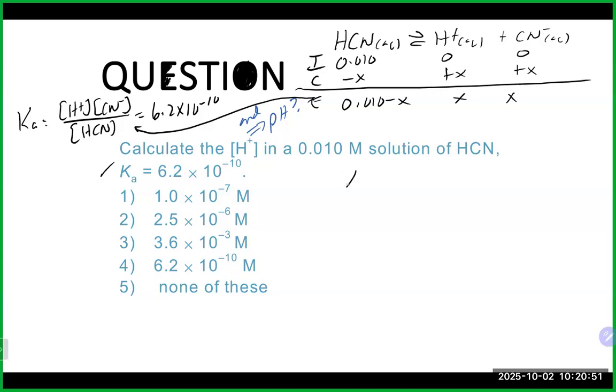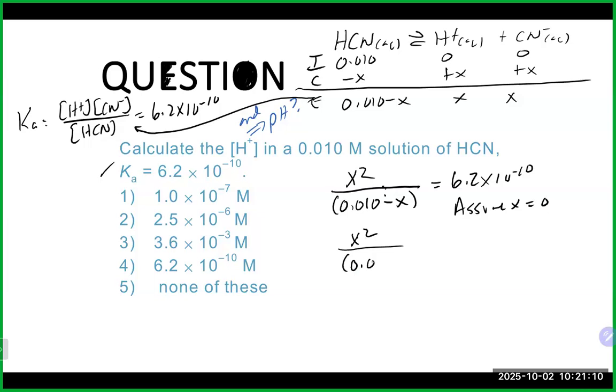So that will get us x squared divided by 0.01 minus x is equal to 6.2 times 10 to the minus 10. Again, small value of K there, so we could assume x is equal to 0. And that will get us x squared divided by 0.01 is equal to 6.2 times 10 to the minus 10. Again, we're going to multiply first and then square root it. And if we do that, 0.01 times 6.2 times 10 to the minus 10, a little square root action on it.